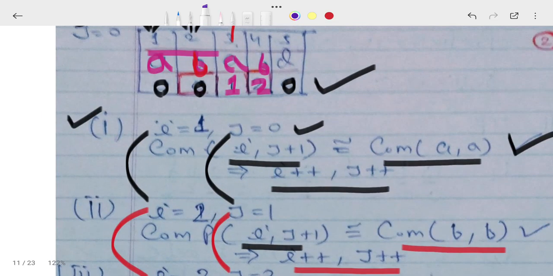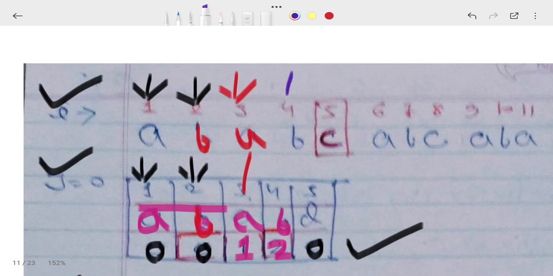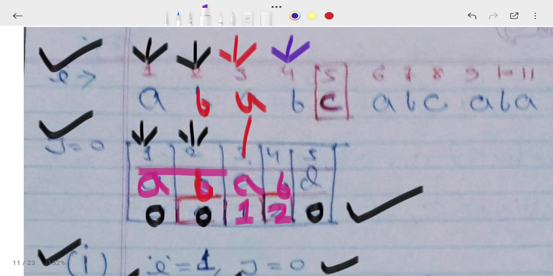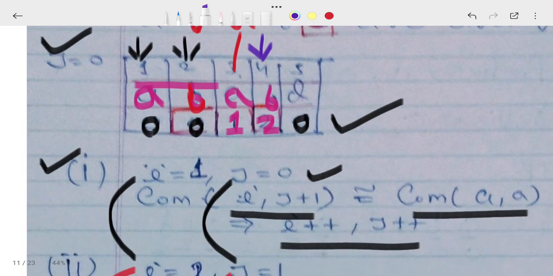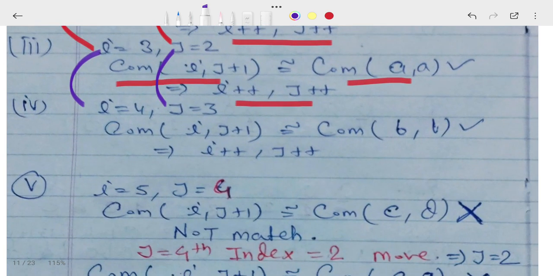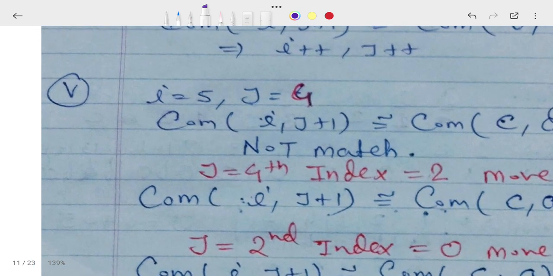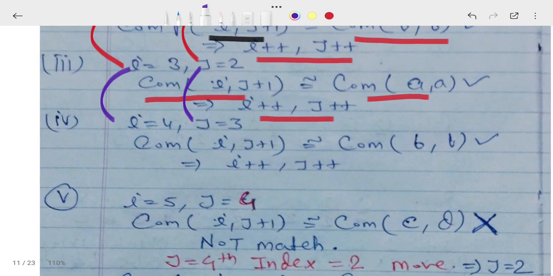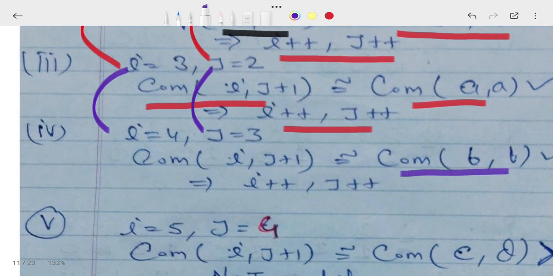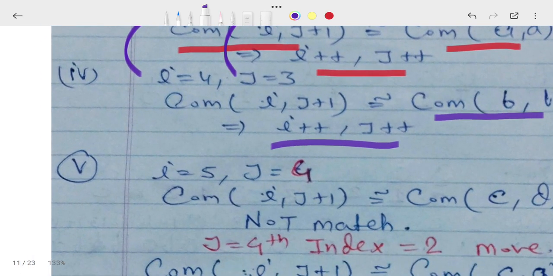I is equal to 4 means I am here. J plus 1 is equal to 4, I am here. So I and J plus 1 compare, B and B. Yes, I plus plus, J plus plus. Now I is 5 and J is equal to 3. 3 plus 1 is equal to 4.